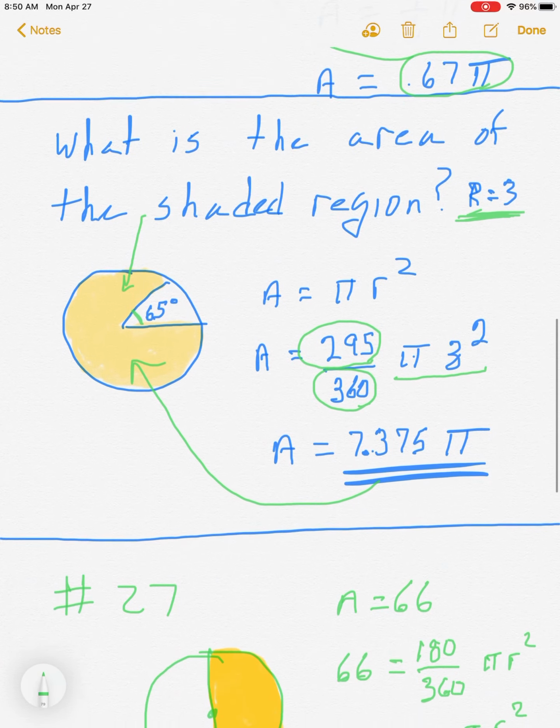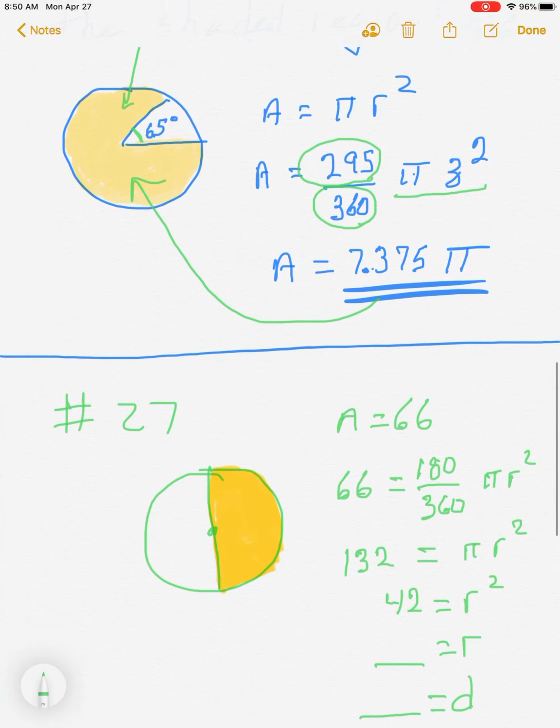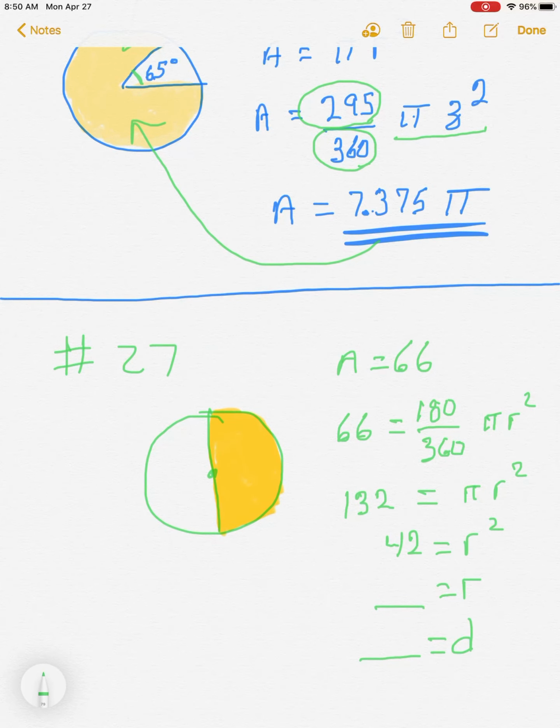I'd now like to look specifically at problem number 27. In problem number 27, they've given me a circle in which half of it is shaded, and they're telling me that the area is 66. The question is, what's the diameter? So what we're going to do here first is solve for the radius, and then we're going to solve for the diameter. So the area is 66. So 66 is equal to a part of pi r squared, in this case 180 degrees out of 360, which is half of pi r squared.